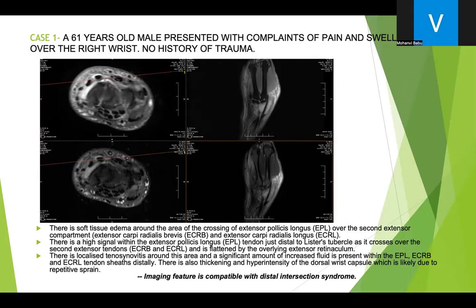High signal intensity within the extensor pollicis longus, just distal to the Lister's tubercle, as it crosses over the second extensor tendons, extensor carpi radialis brevis and longus, and is flattened by the overlying extensor retinaculum. There is localized tenosynovitis around this area, and a significant amount of increased fluid is present within the extensor pollicis longus, extensor carpi radialis brevis and longus tendon sheaths. There is also thickening and hyperintensity of the dorsal wrist capsule, likely due to repetitive sprain. This is consistent with distal intersection syndrome.